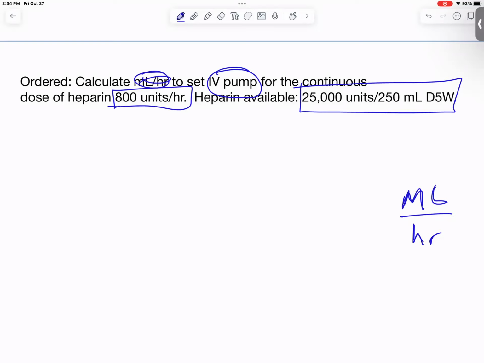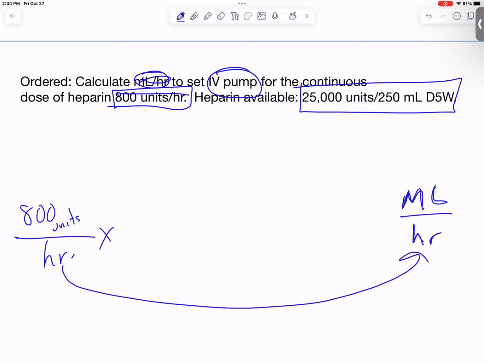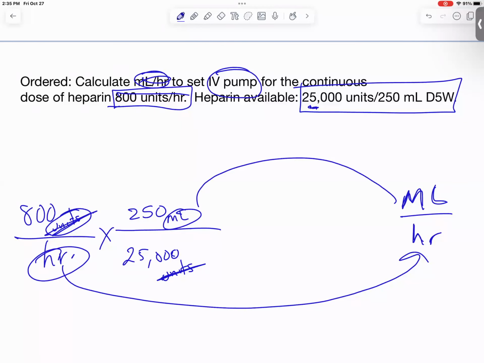Beautiful. All right, so I always start with volume over time, or strength over time. So that's 800 units over an hour. So I've used that. So I have hour. So how do I lose these units and get to milliliters? Well, I go back to my problem. So I can use 25,000 units. Now be very careful when you're writing out your units so you don't mix a U up with a zero. I saw that on one of my tests this week. All right, so I cross off units. And I'm left with milliliters an hour. Milliliters in my numerator, hour in my denominator. That's it. I'm done. So now I can just solve.